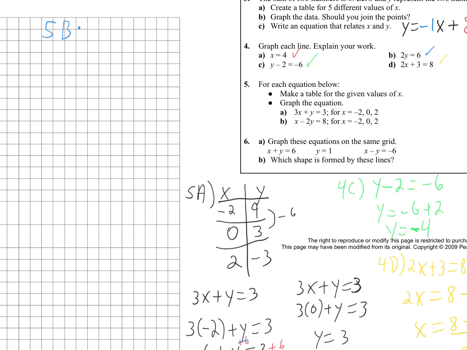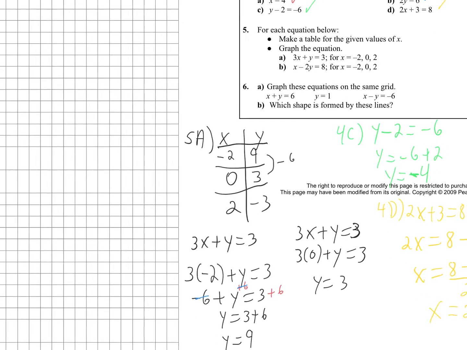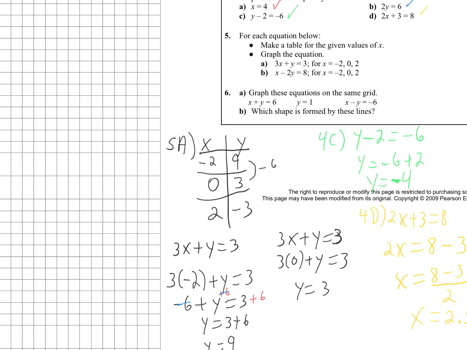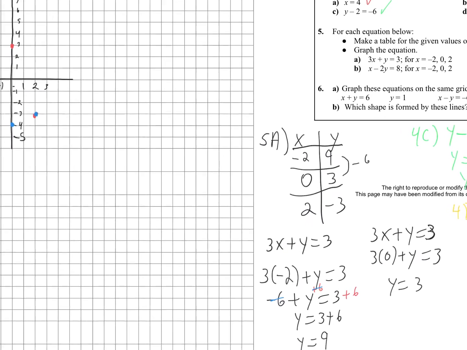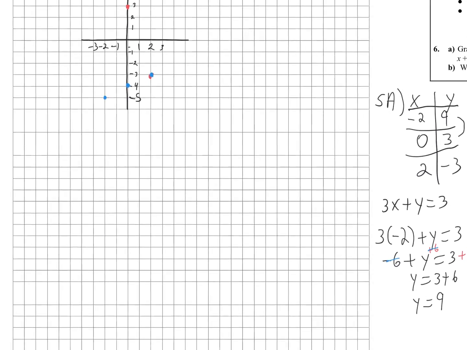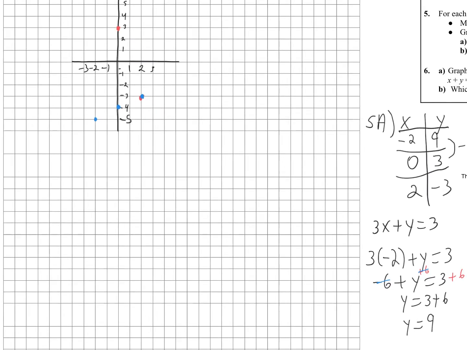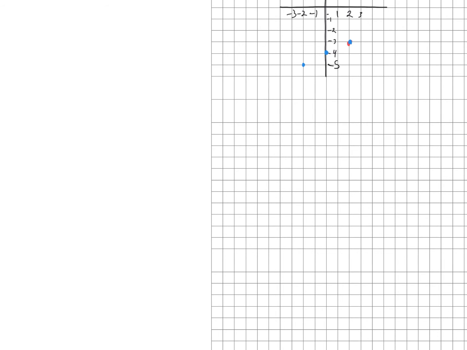Now we're on to number 6. Number 6 is: graph these equations on the same grid. Which shape is formed? Great. So now I'm going to take number 6 over here and I'm going to write the 3 equations. The first equation I have for number 6 is x plus y equals 6.